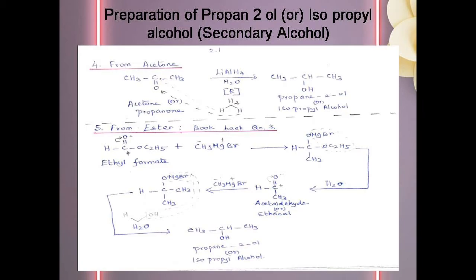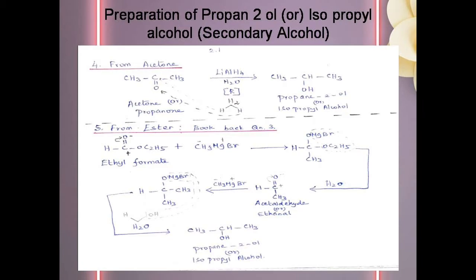Here lithium aluminum hydride is added. Usually lithium aluminum hydride means it is a reduction reaction. What is reduction? Addition of hydrogen. Hydrogen, H2, is split into 2 hydrogens. One of the hydrogens is added to the carbon, and another hydrogen is added to the oxygen, so that we get propane-2-ol, or isopropyl alcohol.